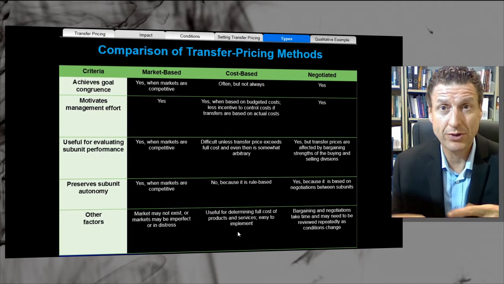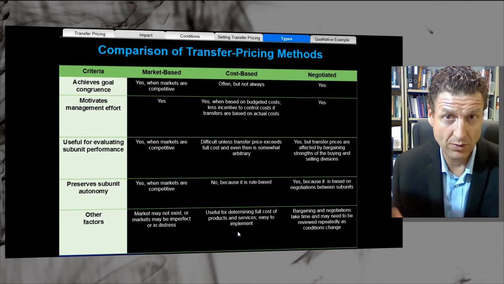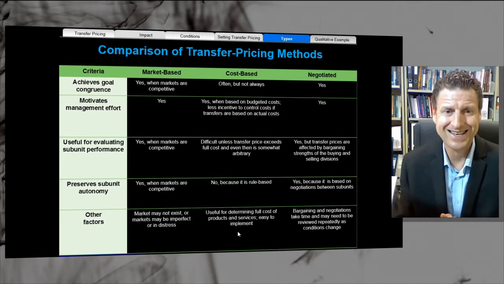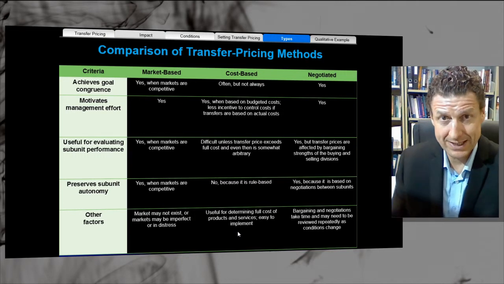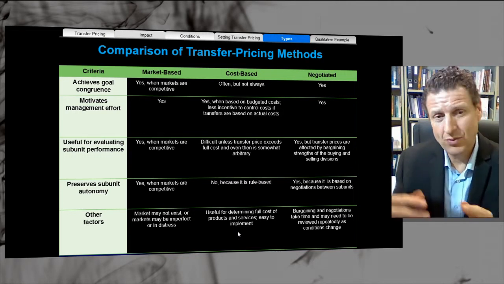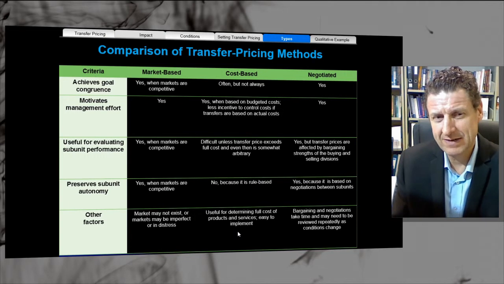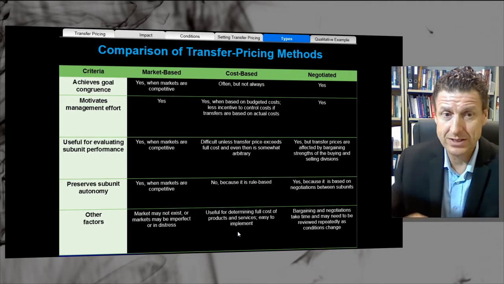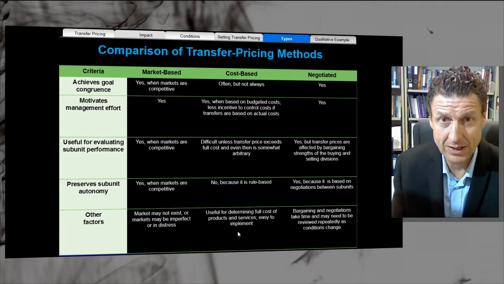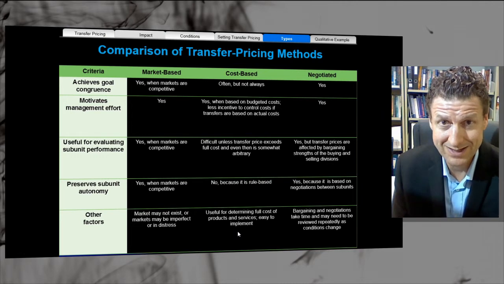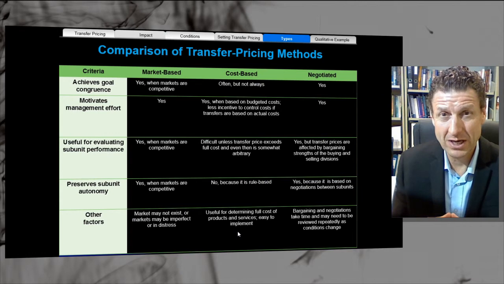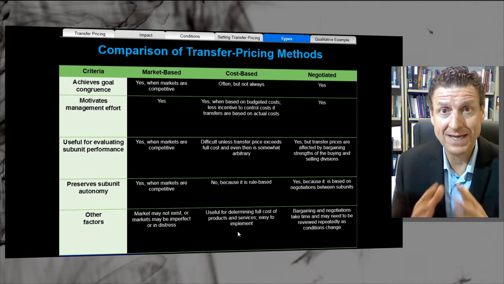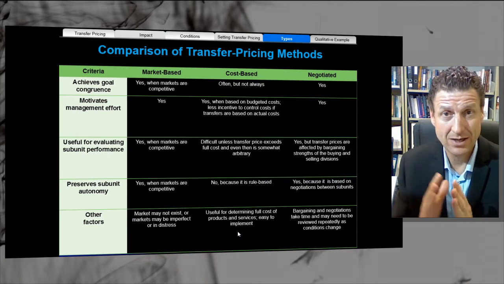Okay, the reason why you evaluate someone is partly for motivation purposes. All right, and we want to evaluate performance. It's one of those legs of the 3-legged stool. So we've got 4 different objectives here: goal congruence, motivating effort, evaluating performance, preserving subunit autonomy. Okay, and there are different types of transfer prices: market-based, cost-based, and negotiated.